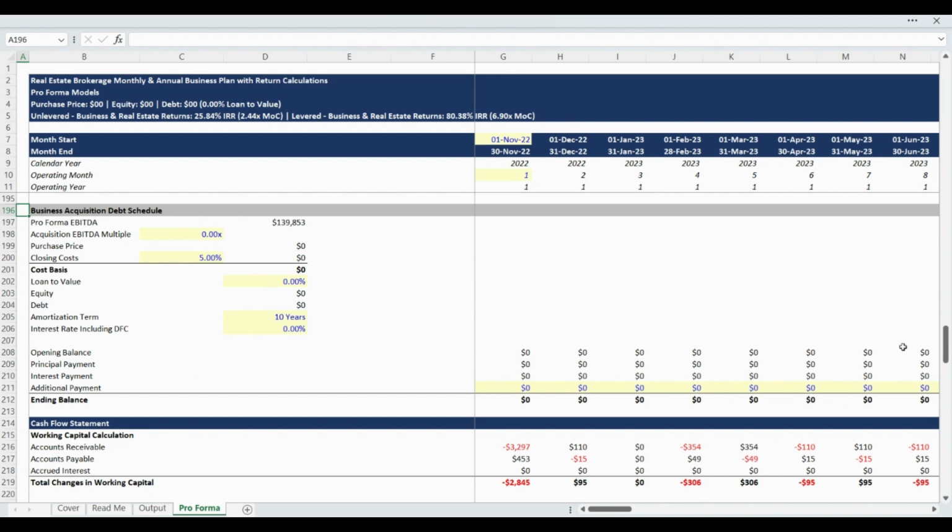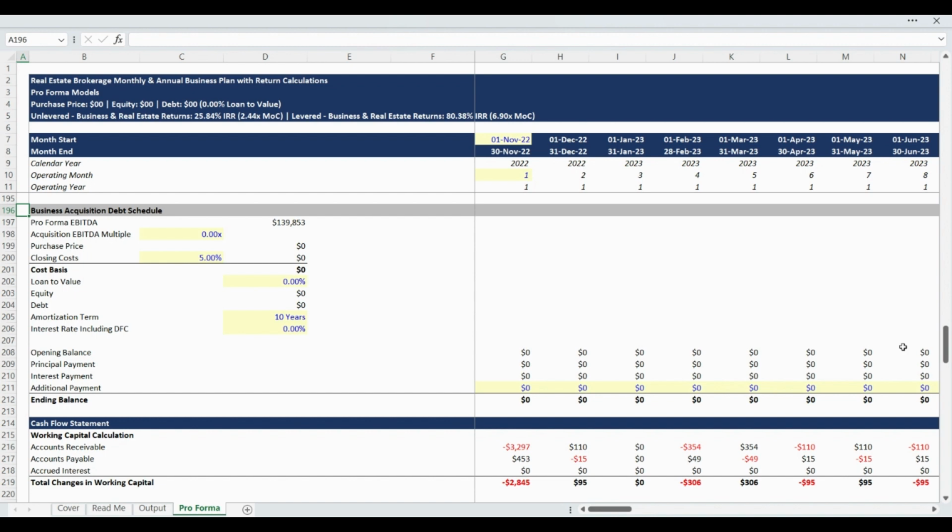Next up is the business acquisition debt schedule, which is in a similar format to the real estate section we just reviewed. The model begins by calculating the year 1 annual earnings before interest, taxes, depreciation, and amortization. The acquisition multiple is entered into cell C195 to generate the business value in cell D196. The closing costs as a percentage of the business value are entered into cell C197 to calculate the total cost basis of the business acquisition.